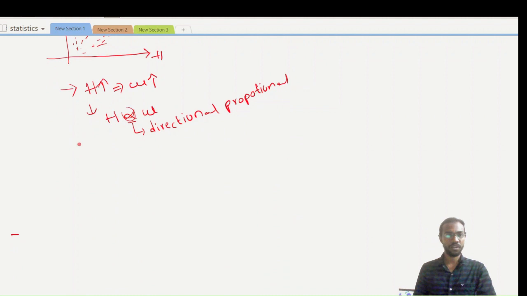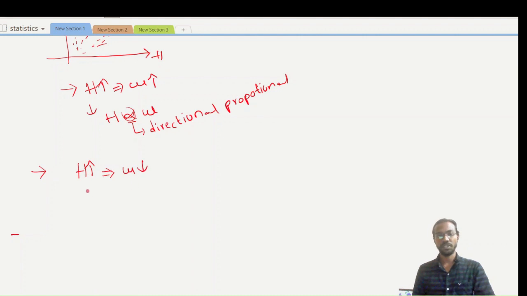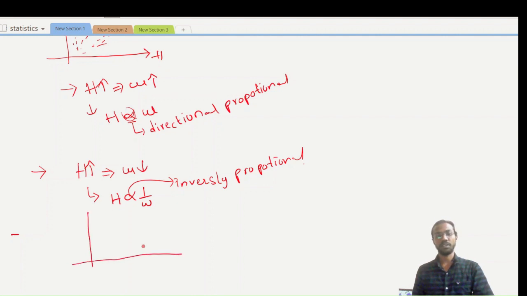In another scenario, if height increases, then weight decreases. Here we can say that the height is inversely proportional to the weight. For this, the plot looks like it is in a decreasing manner, meaning one column increases and the other decreases at the same time, the weight column and the height column.